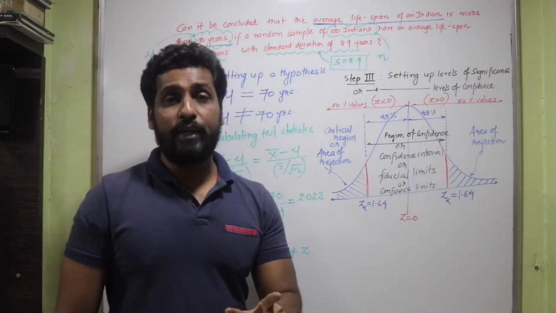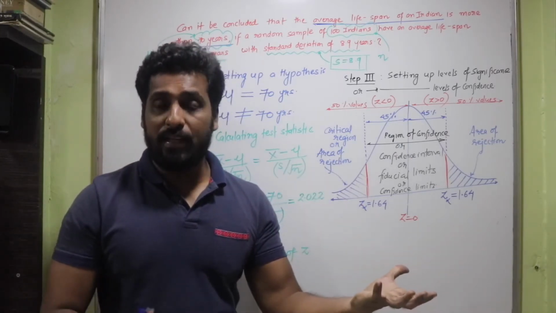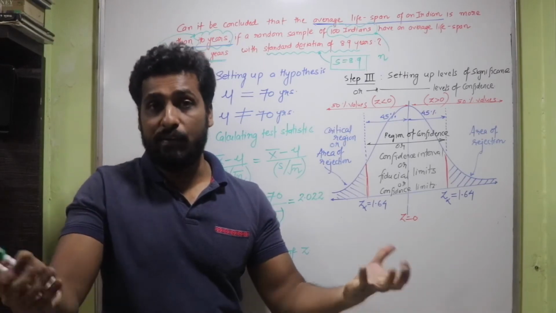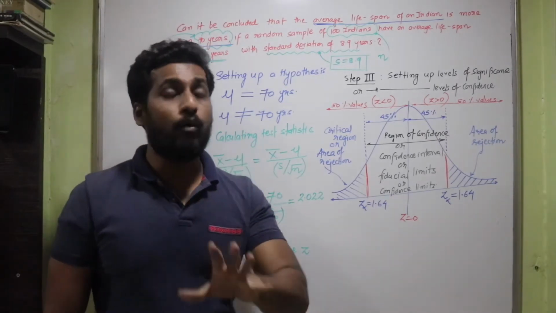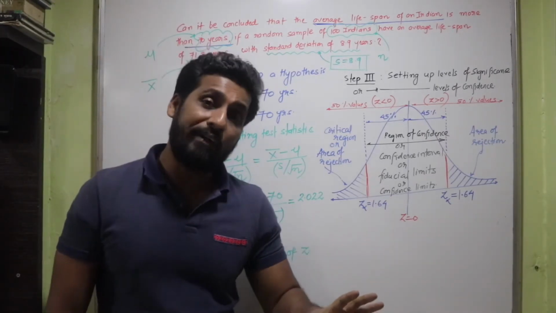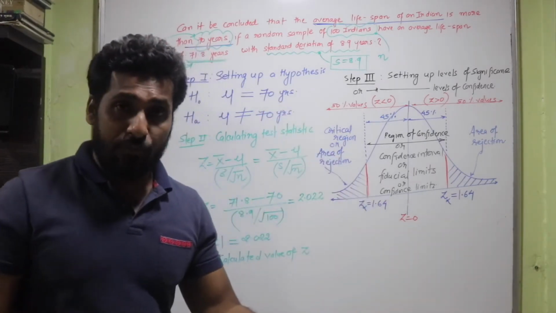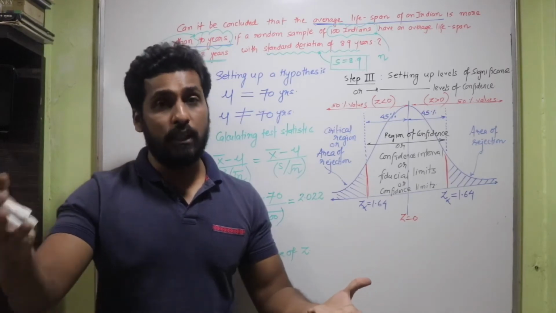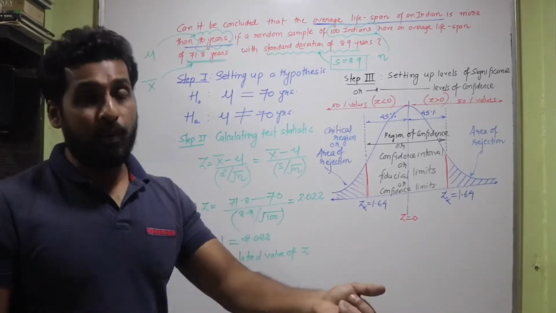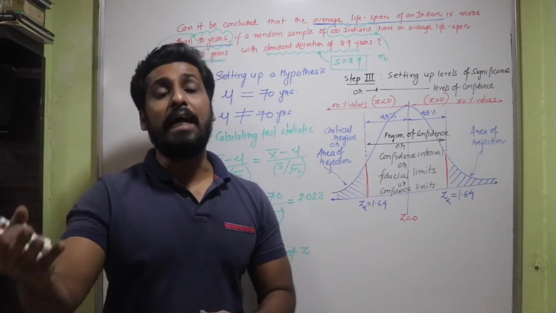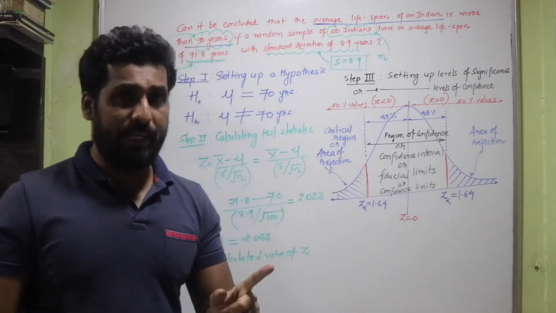Students, level of significance and level of confidence are opposites of each other. If 10% level of significance is given, that means 90% level of confidence is given. If 5% level of significance is given, which is in general what we will take whenever the question does not give a level of significance, we will always take it as 5%. So 5% level of significance means 95% confidence limits, or a 95% level of confidence. And lastly, 1% level of significance means 99% level of confidence. So out of the three, any one will be given to us.